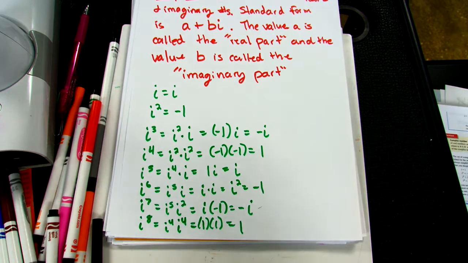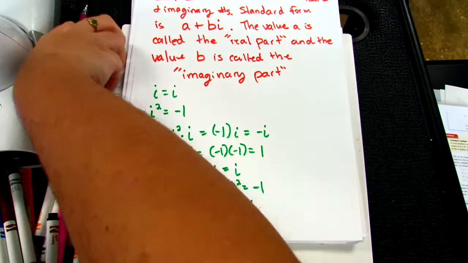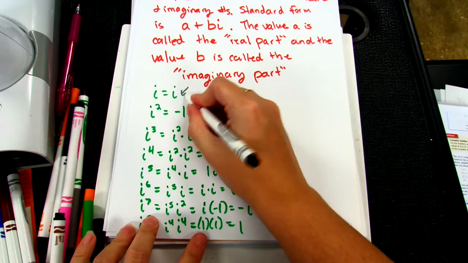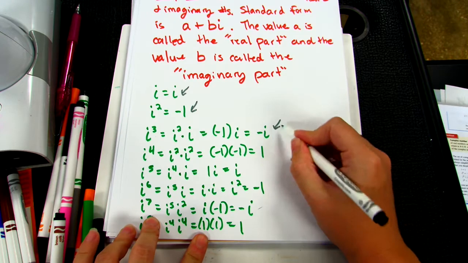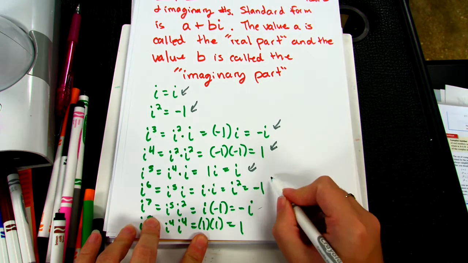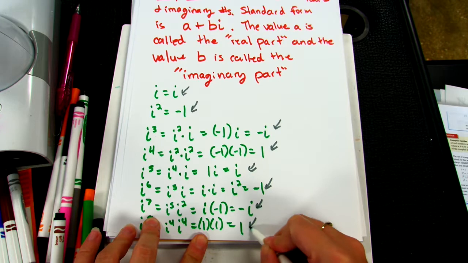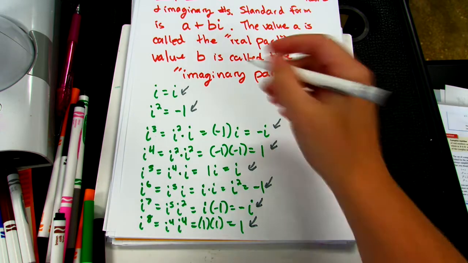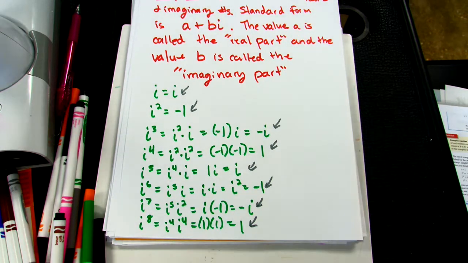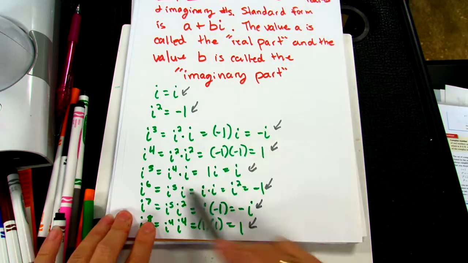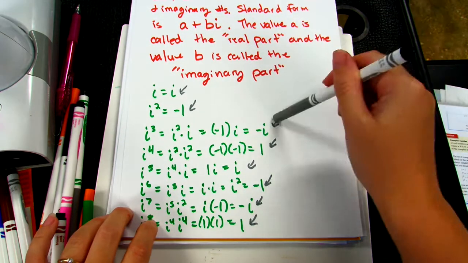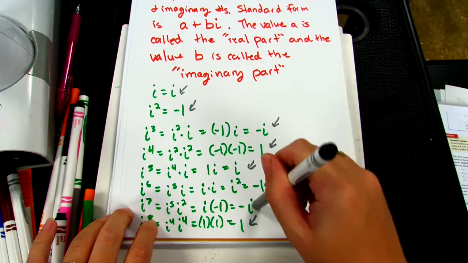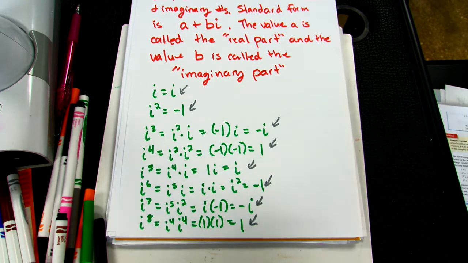Okay, so we can keep going and keep going and keep going. But I don't know if you noticed this, but there is a pattern here. It goes I, negative 1, negative I, 1. I, negative 1, negative I, 1. That pattern is going to repeat itself for the rest of its life. You can keep going with this pattern forever. You don't have to do any more work as long as you know I, negative 1, negative I, 1, and you just repeat it over and over.